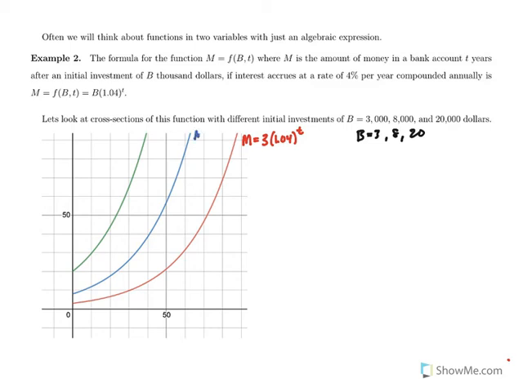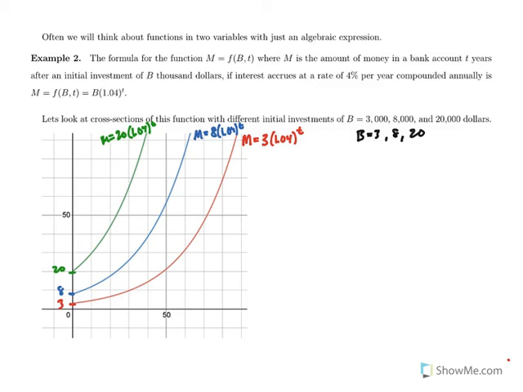Same thing with this blue line, that is going to be m equals 8 times 1.04 to the t, and the green line, m is equal to 20 times 1.04 to the t. And note that these starting values on the y-axis are what that value of b is representing, the 3, 8, and 20.